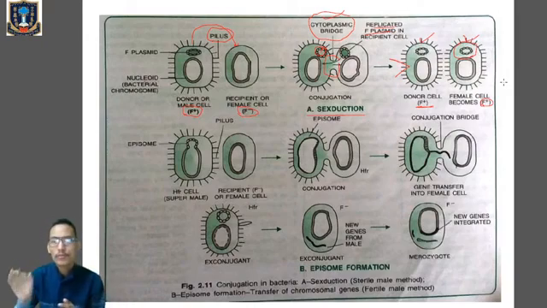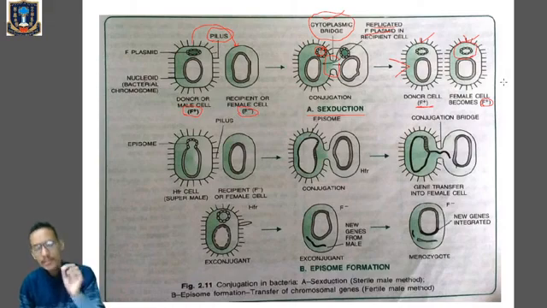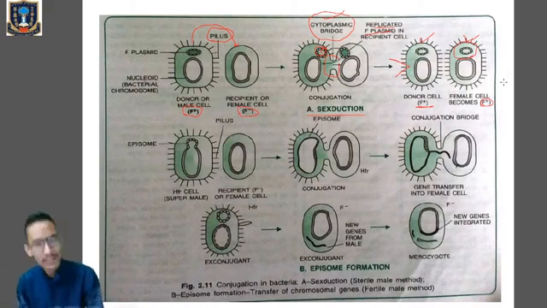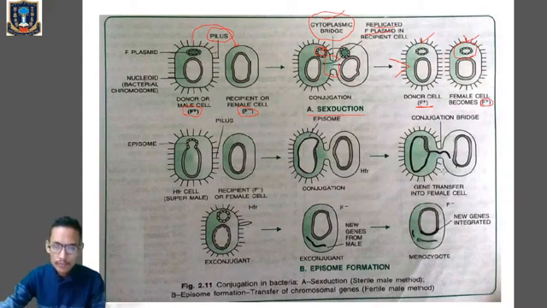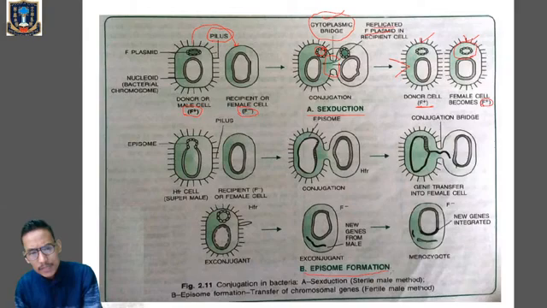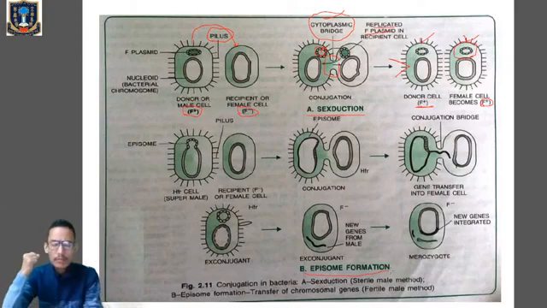After the transfer of the fertility factor, the recipient cell, that is the female cell, will also become an F plus cell. Clear? Now let's come to the episome formation, the second mode of transfer of genetic material. Now, what is that? Sometimes the plasmid of the male bacterial cells will be attached to its chromosome. Can you see over here?